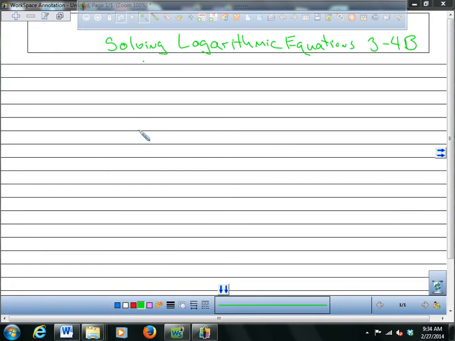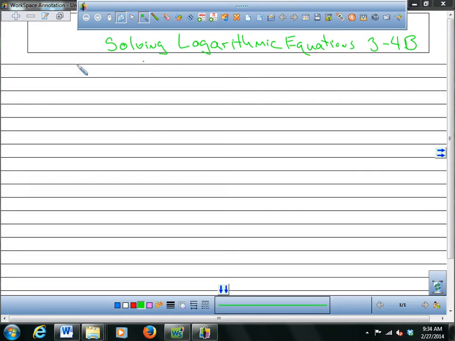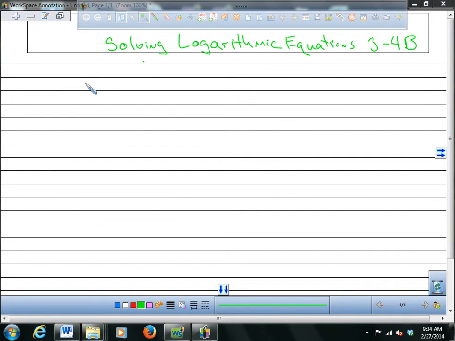Section 3-4, solving logarithmic equations, and a couple of different ways you can solve them. Either you rewrite the equation in exponential form, which helps sometimes, or you set the two sides equal, or you get the equation such that you're taking a log of a quantity that has to be the same on both sides. For instance, if I have 2 log of x is equal to 5, and they say solve.